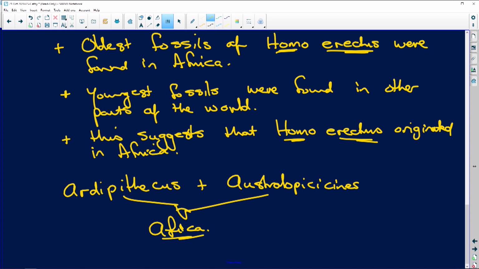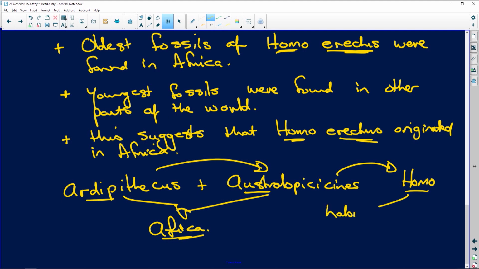So we go from Ardipithecus, which then develops into the Australopithecines, all the different ones, and that then went into all the Homos. That's one genus, that's another genus, and from Homo we have Homo habilis, and from Homo habilis we get all the different ones that came down.